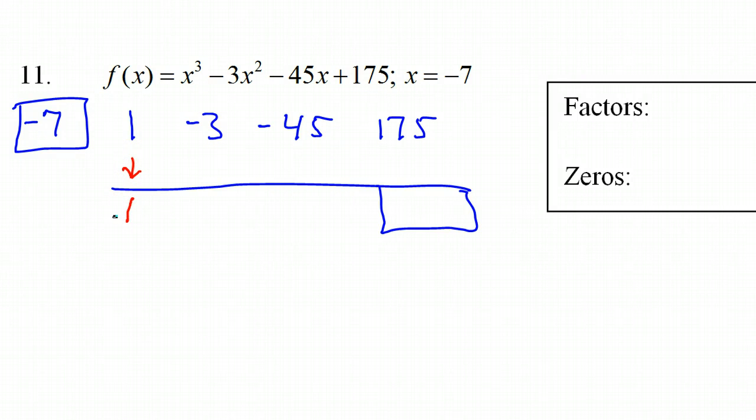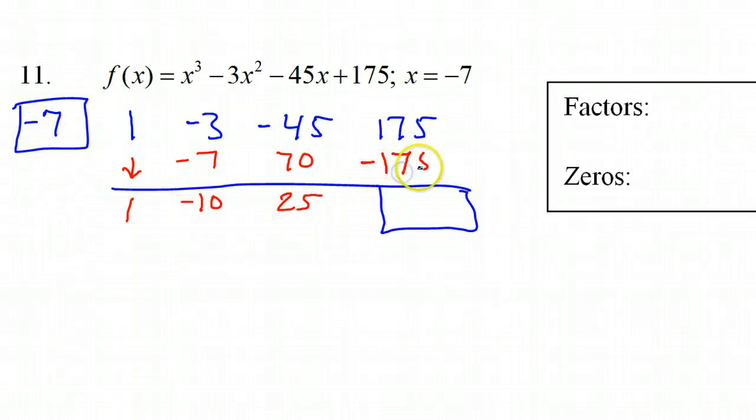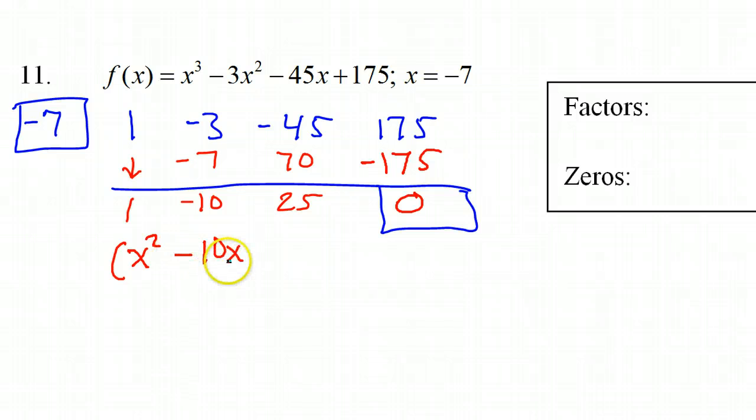Bring down the 1. 1 times negative 7. That makes negative 10. Negative 10 times negative 7 is 70. I think this is 25. And 25 times negative 7 is negative 175. That makes 0. So back into a trinomial, we have x squared minus 10x plus 25.